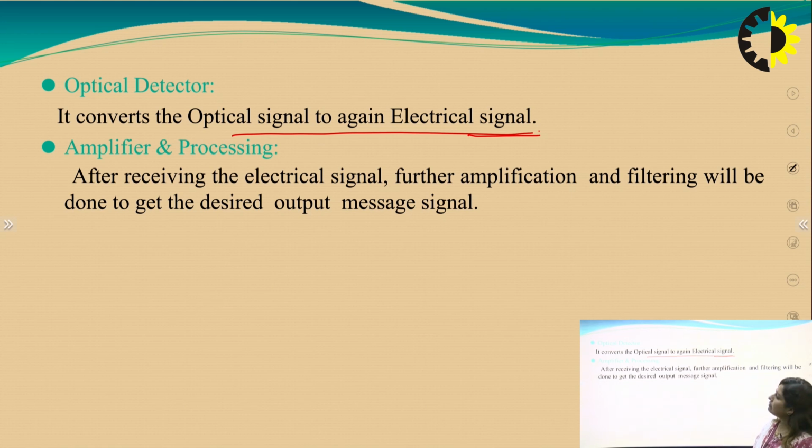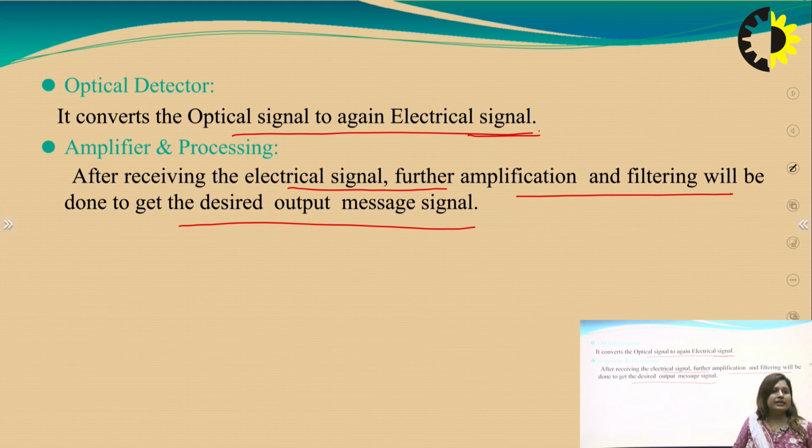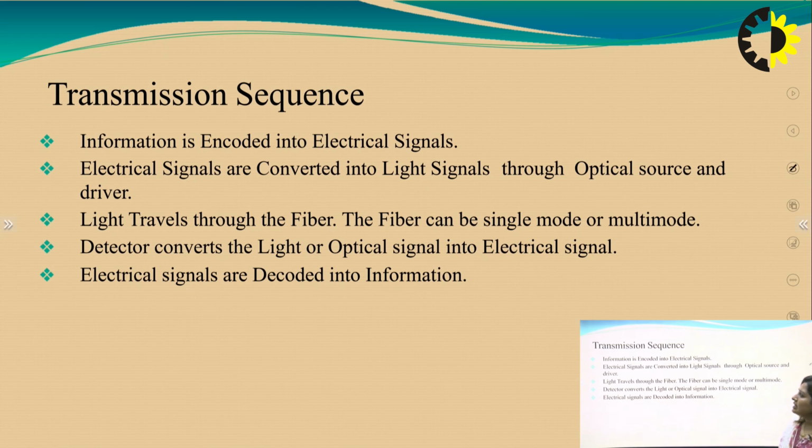And next we have the amplifier and processing unit. After receiving the electrical signal, we can do further amplification and filtering, and we can get our desired output message signal. So what is the transmission sequence?